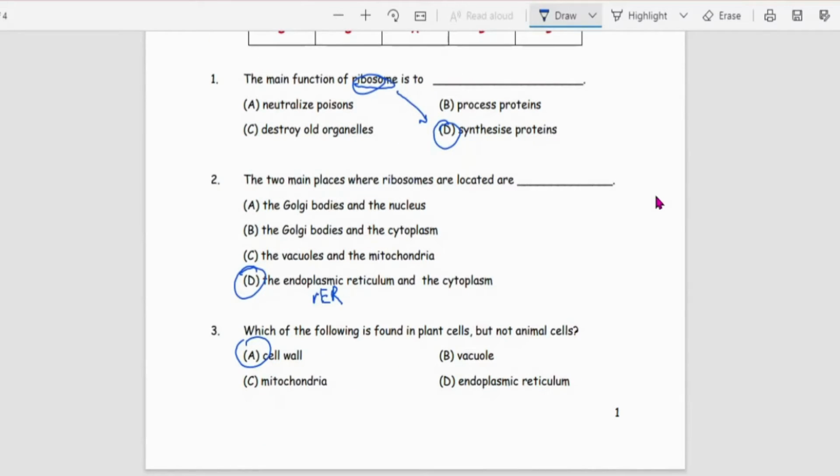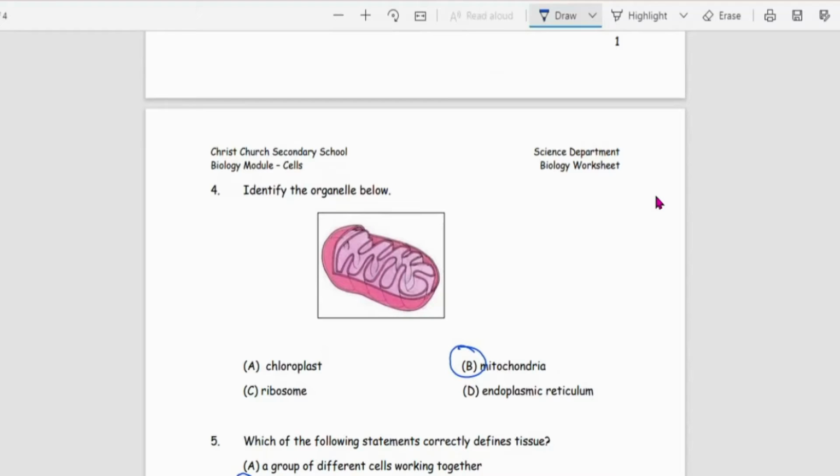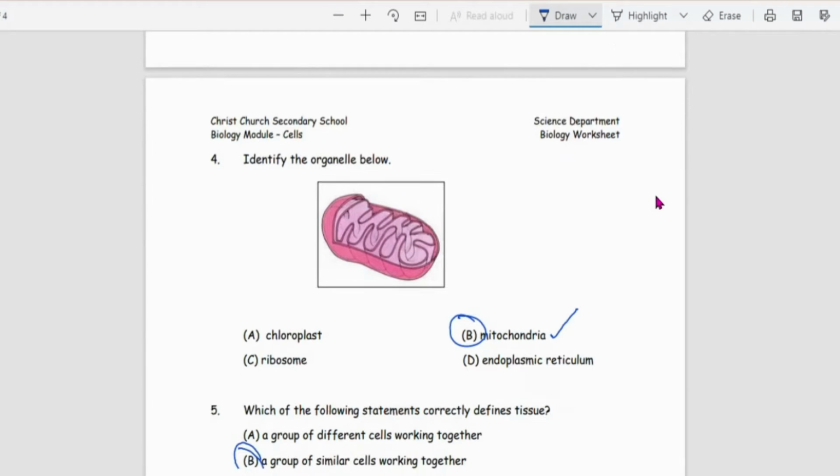Next one, which of the following is found in plant cells but not animal cells? Actually quite straightforward, it is a cell wall. All these three actually can be found in both plant and animal cell. Next one, identify the organelle below. You can see this jelly bean look-alike with veins inside. This is actually the mitochondria.